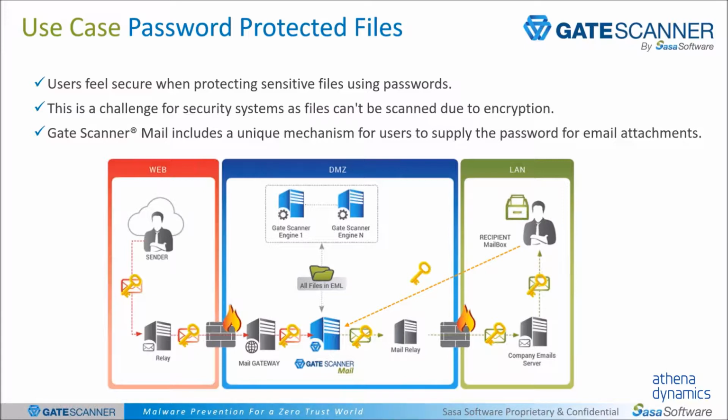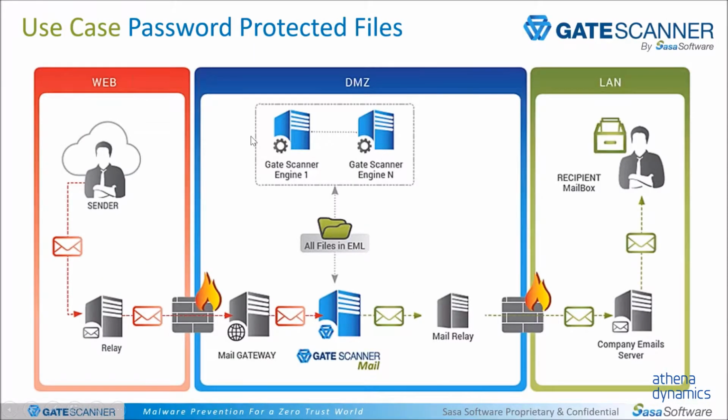So what GateScanner does is it includes a mechanism for users to supply the password for the attachment so we can run our CDR on the file. And this is how it works. So the sender will protect the file.